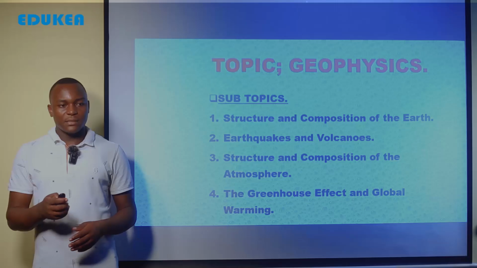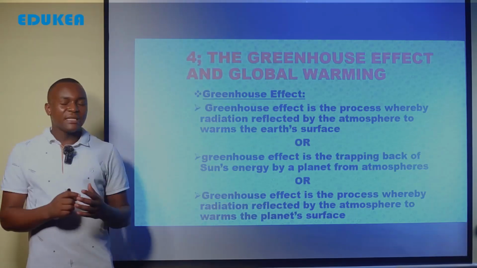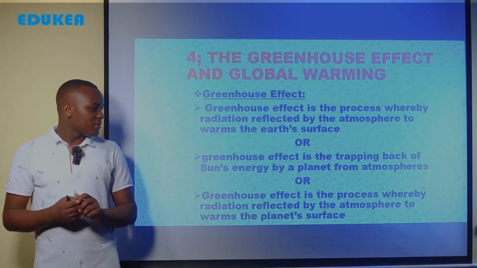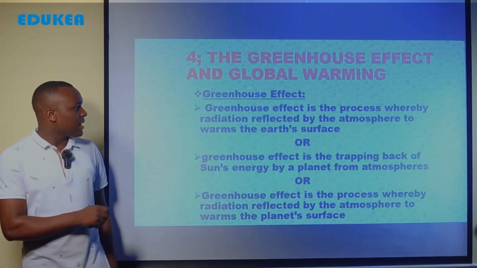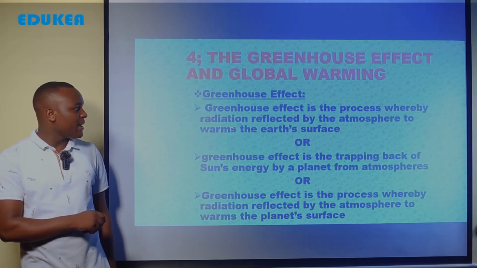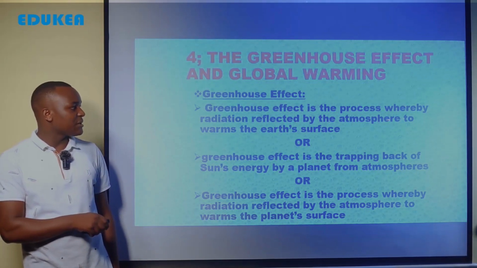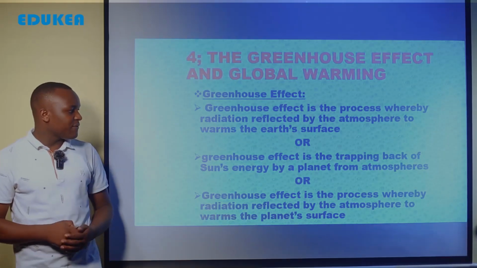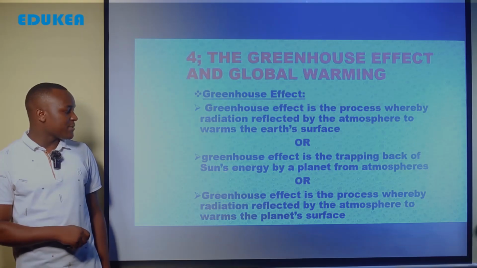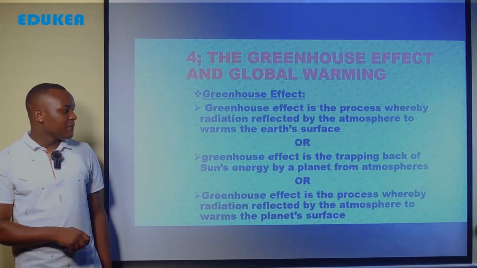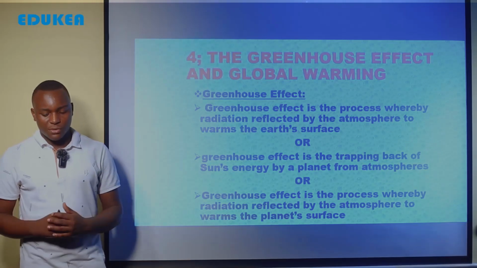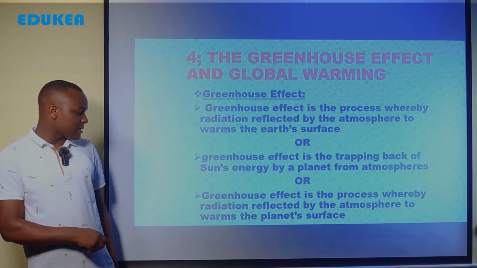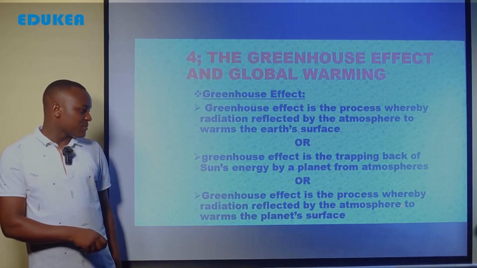So let's move together, starting with the greenhouse effect. What is the meaning of the greenhouse effect? We say that the greenhouse effect is a process whereby radiation reflected by the atmosphere warms the Earth's surface. Or someone can say the greenhouse effect is the trapping back of the sun's energy by a planet's atmosphere. But also someone can say it is a process whereby the radiation reflected by the atmosphere warms the planet's surface.